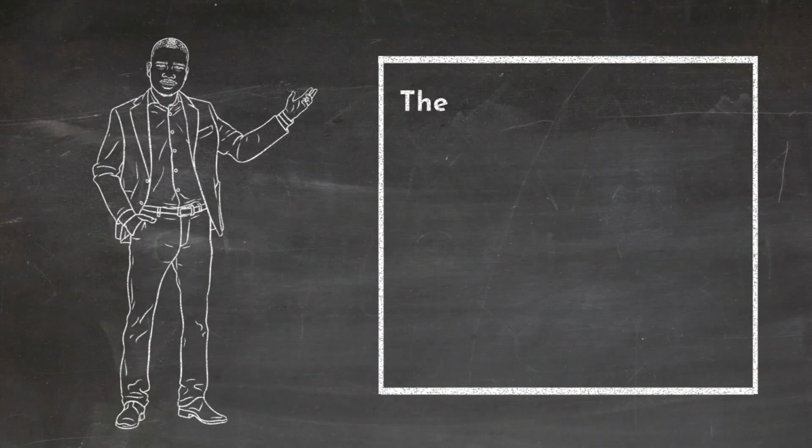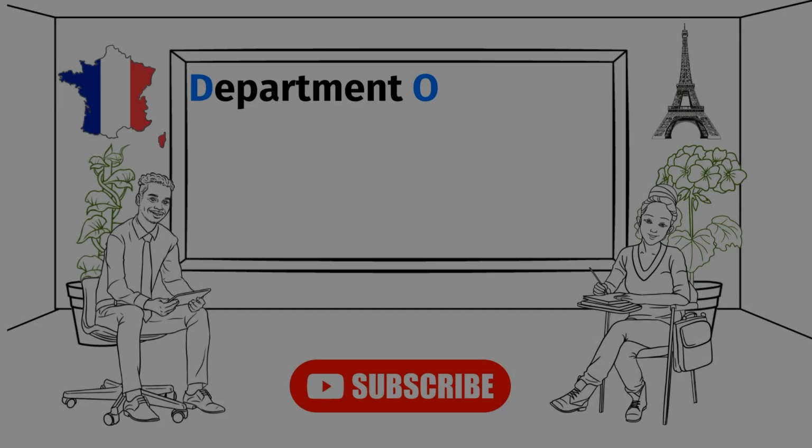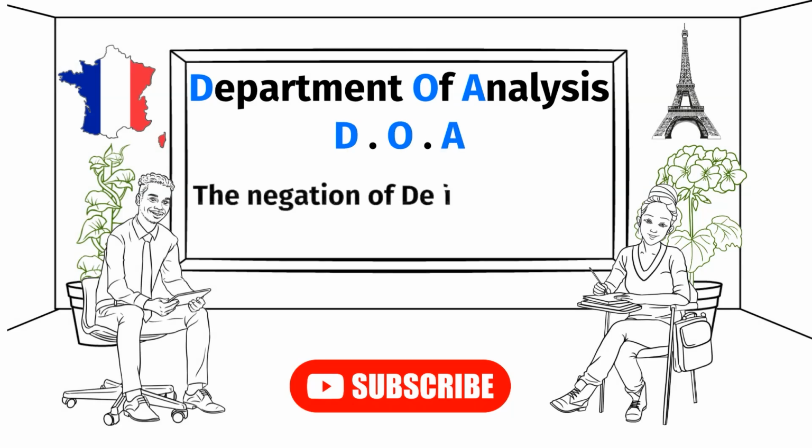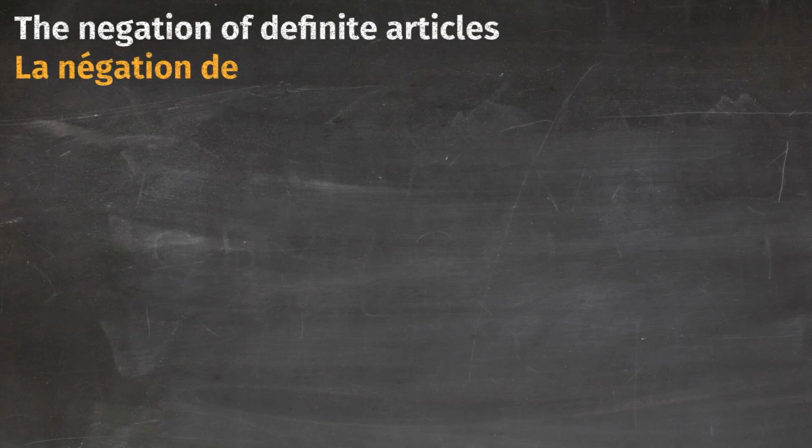It's time for a short preview. Let's see what we have today. So, the negation of definite articles.